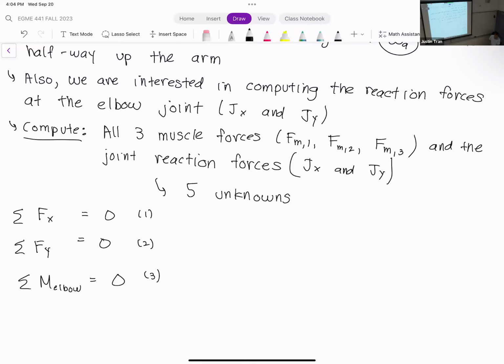Sum of all the forces in the y direction, set equal to 0, is the second equation, and the sum of the moments around the elbow is also going to be an equation as well. Okay. So let's actually just write these expressions out. We're going to need more information than this, but we can at least start with this so that we can at least start solving this.